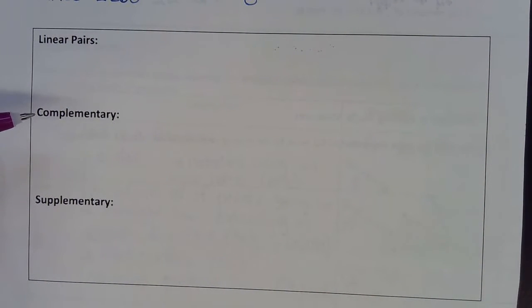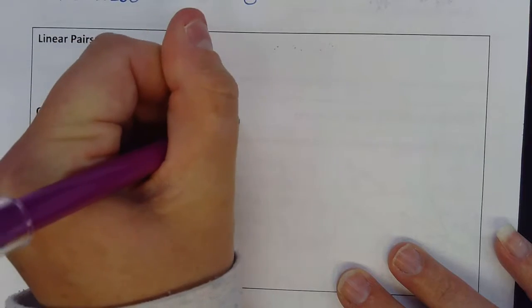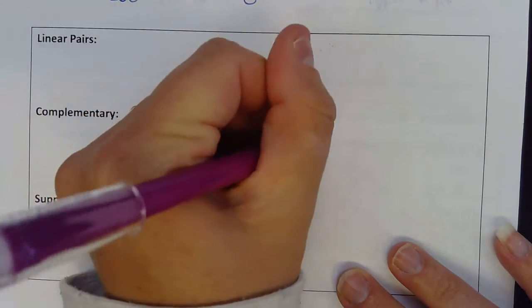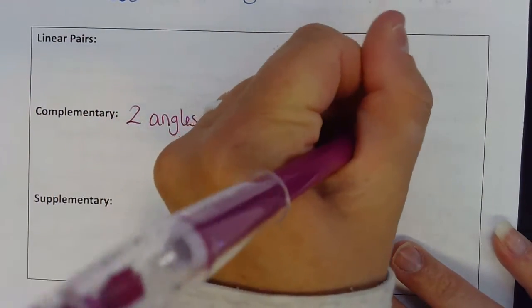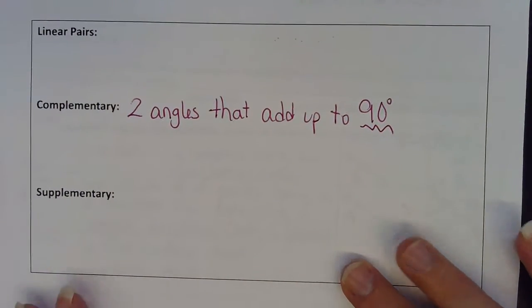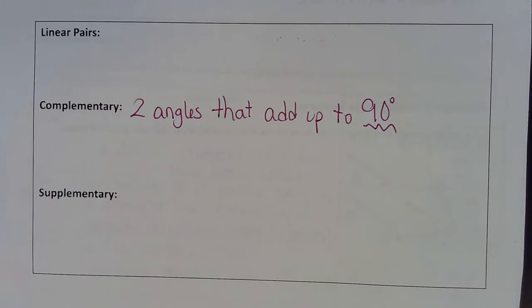So the two major terms for today are going to be complementary and supplementary. Today's angle pairs are not equal to each other. So you are going to be doing some angle addition and setting it equal to something else. We're going to start with complementary angles. Complementary angles are two angles that add up to 90 degrees. These angles will be very, very obvious.